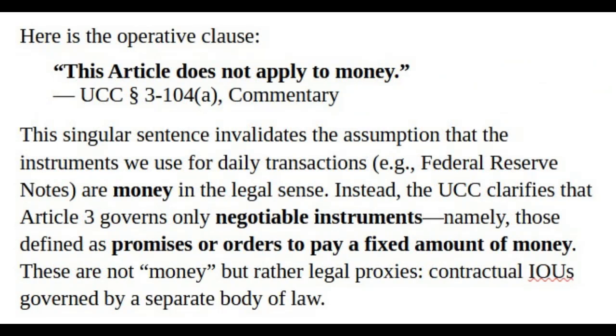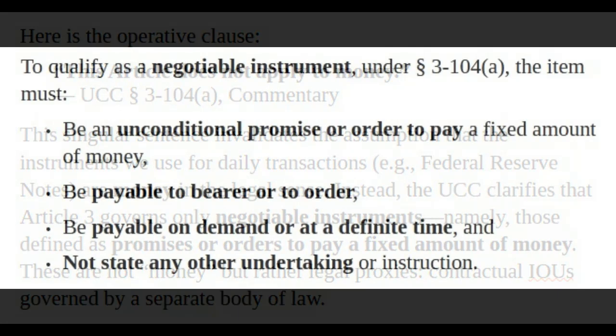UCC Section 3-104, Commentary. This singular sentence invalidates the assumption that the instruments we use for daily transactions, e.g. Federal Reserve notes, are money in the legal sense. Instead, the UCC clarifies that Article 3 governs only negotiable instruments, namely, those defined as promises or orders to pay a fixed amount of money. These are not money, but rather legal proxies, contractual IOUs governed by a separate body of law.